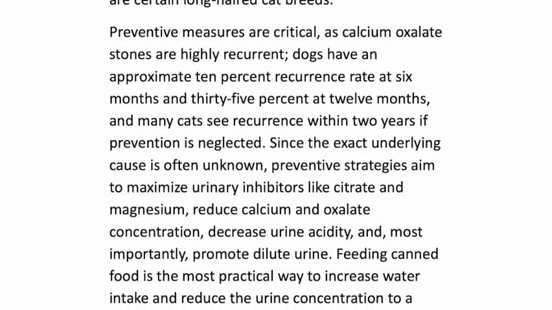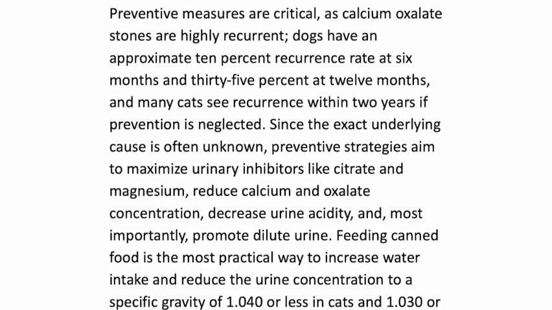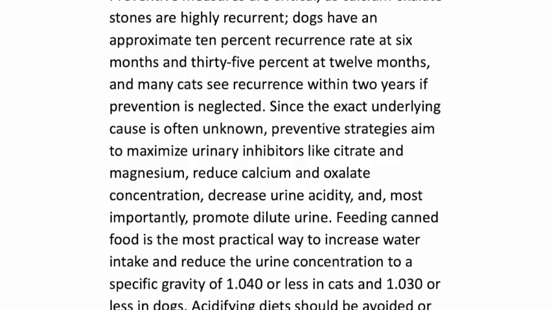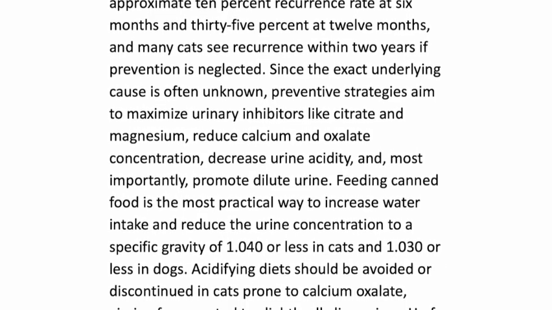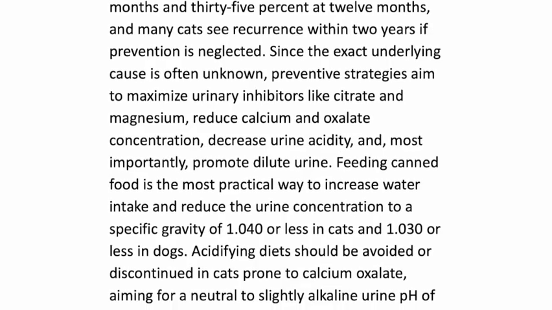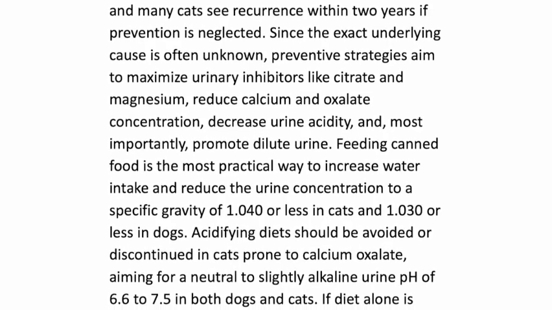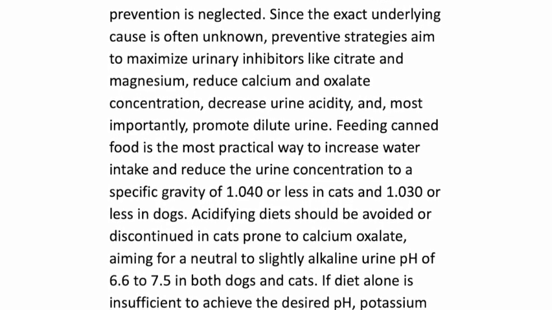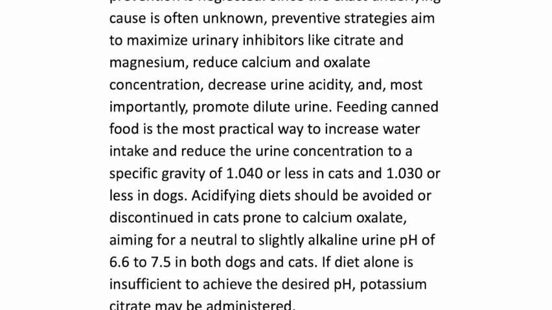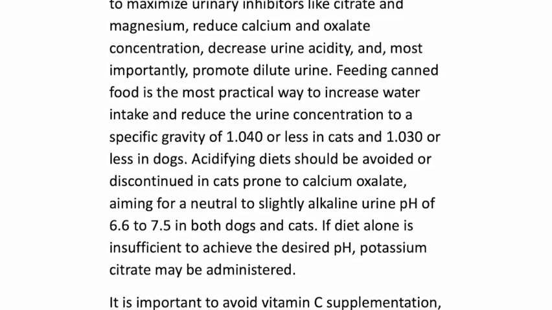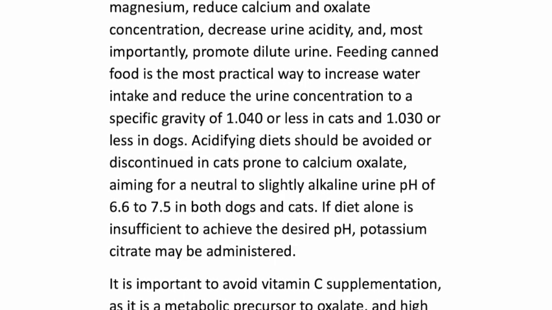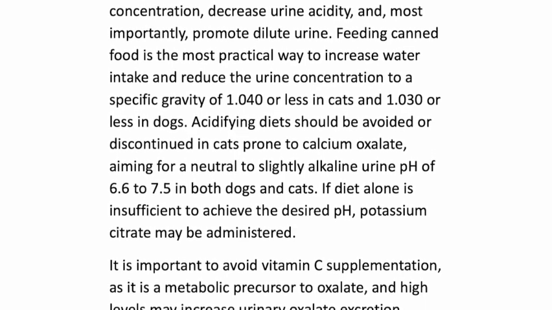Since the exact underlying cause is often unknown, preventive strategies aim to maximize urinary inhibitors like citrate and magnesium, reduce calcium and oxalate concentration, decrease urine acidity, and, most importantly, promote dilute urine. Feeding canned food is the most practical way to increase water intake and reduce the urine concentration to a specific gravity of 1.040 or less in cats and 1.030 or less in dogs.